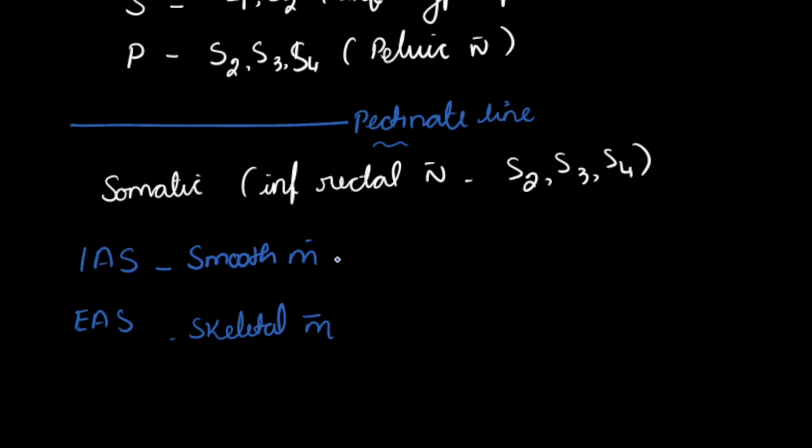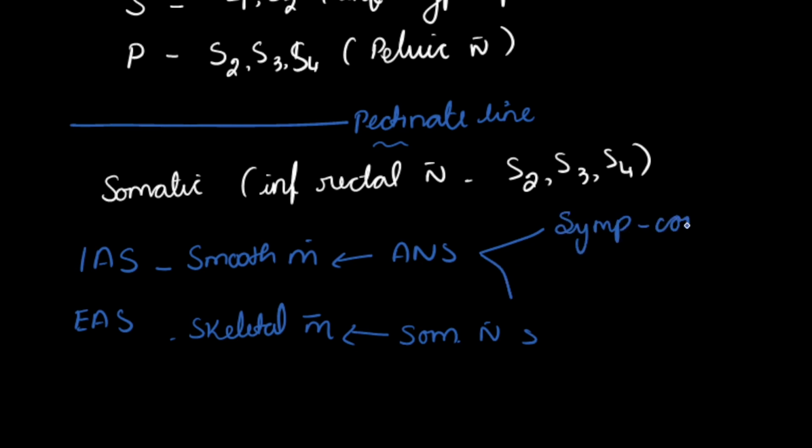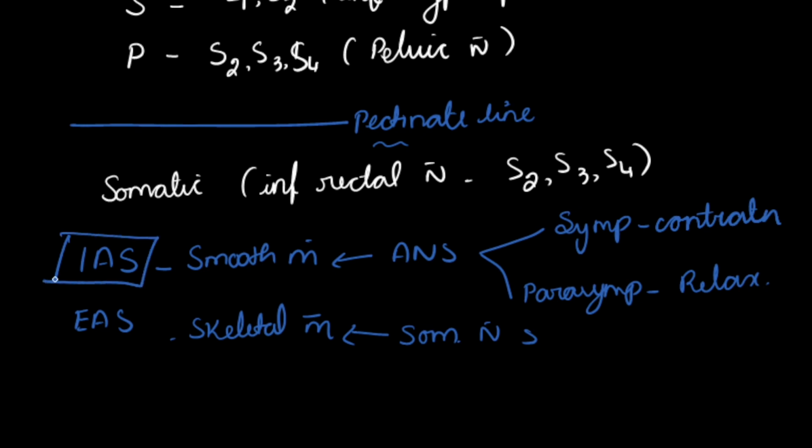So this smooth muscle is supplied by the autonomic nervous system, that is sympathetic and parasympathetic activity, and this skeletal muscle is supplied by the somatic nervous system. Based on this autonomic nervous system, the sympathetic trunk will promote contraction, as I told in case of fright and flight, and parasympathetic activity, that is during the normal condition, will relax the internal anal sphincter. So this is how the anal sphincters are activated with the help of our autonomic nervous system.